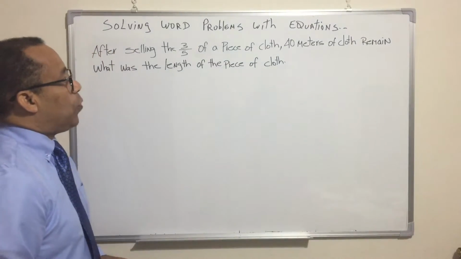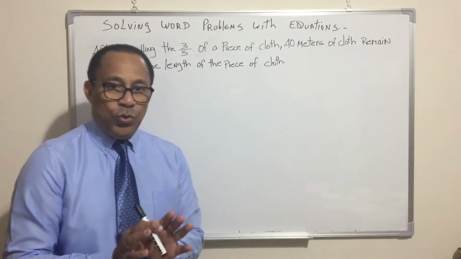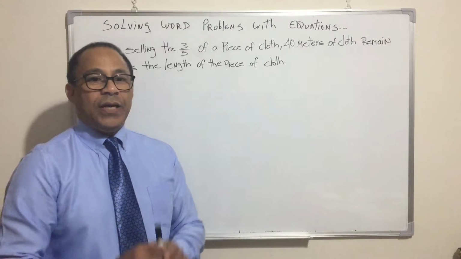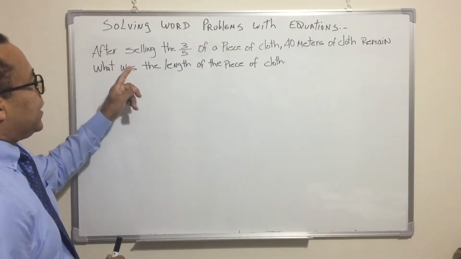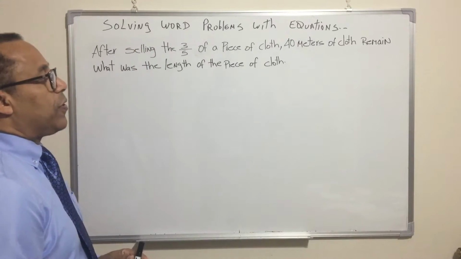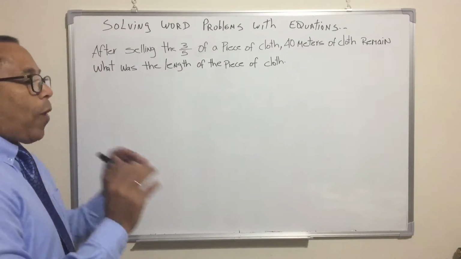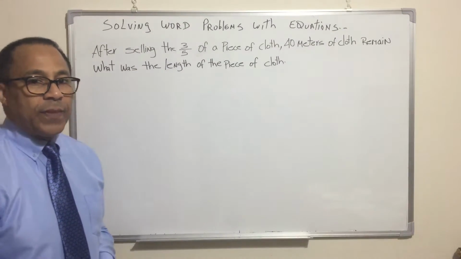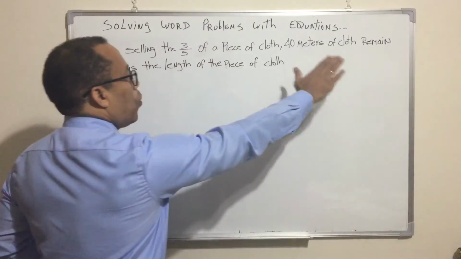Today we are solving word problems with equations. Equations can be used to solve real-life problems. Let's see this one. Here it says, after selling the 3/5 of a piece of cloth, 40 meters of cloth remain. What was the length of the piece of cloth? Let's prepare the equation using the wording here.